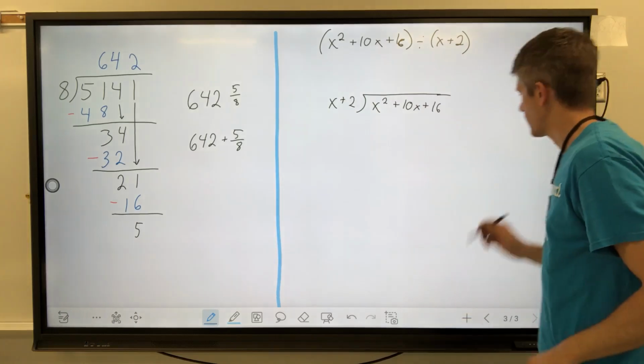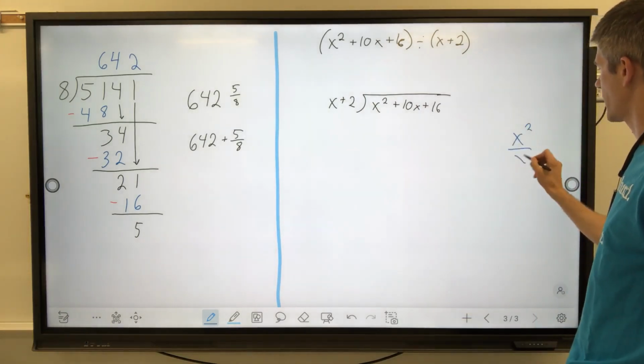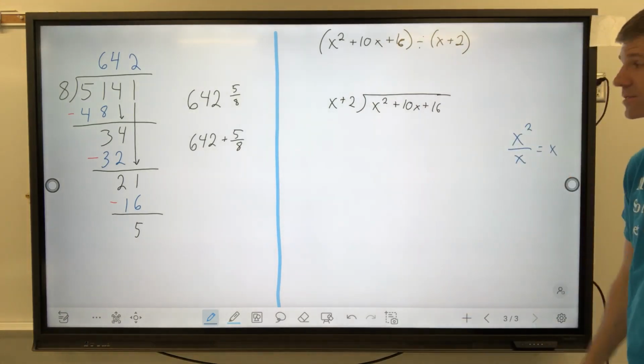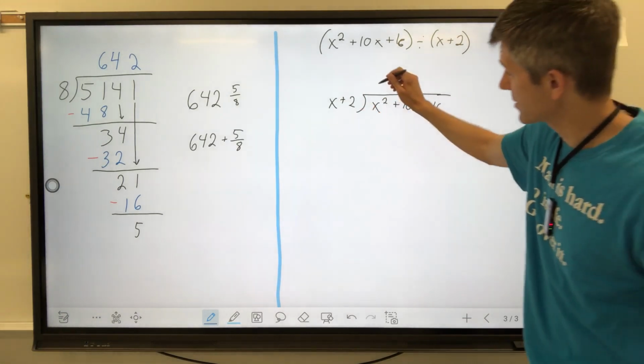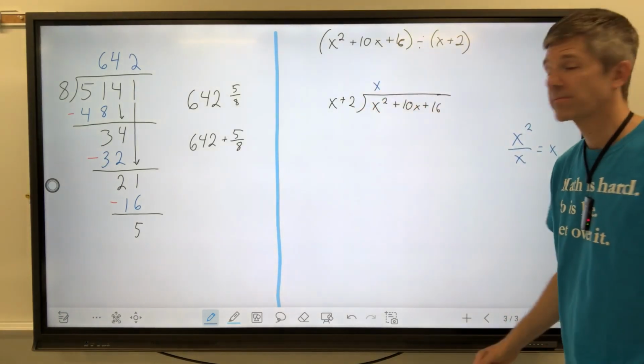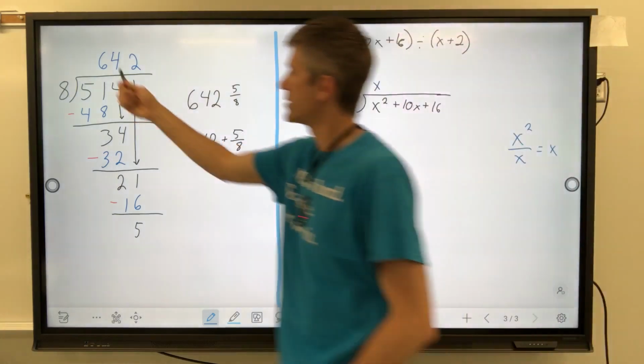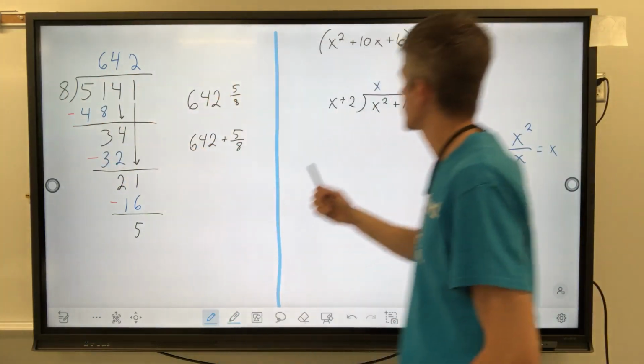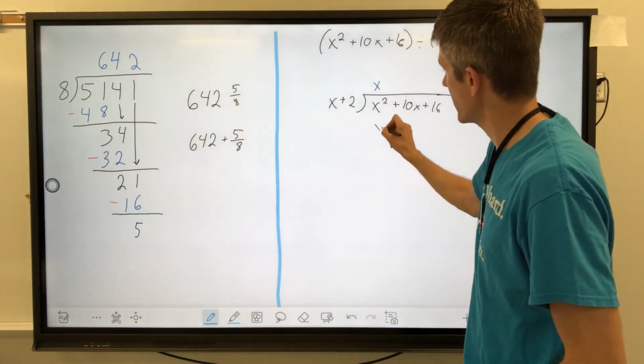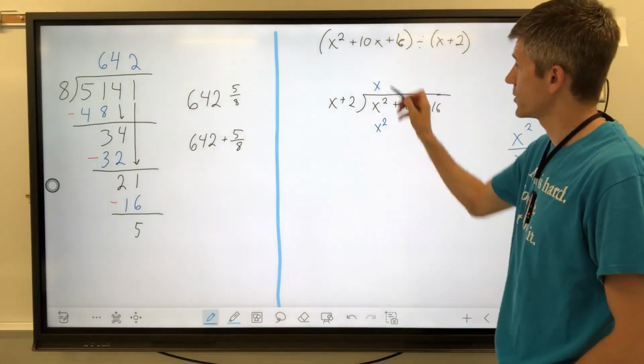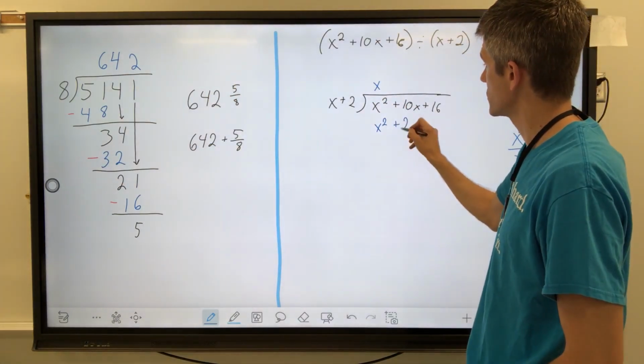In other words, if I said, what's x squared divided by x? It would be x. And then we're going to multiply. Just like you did 6 times 8 and got 48, we're going to do x times x, and we're going to get x squared. And then we're going to do x times 2, and we're going to get 2x.